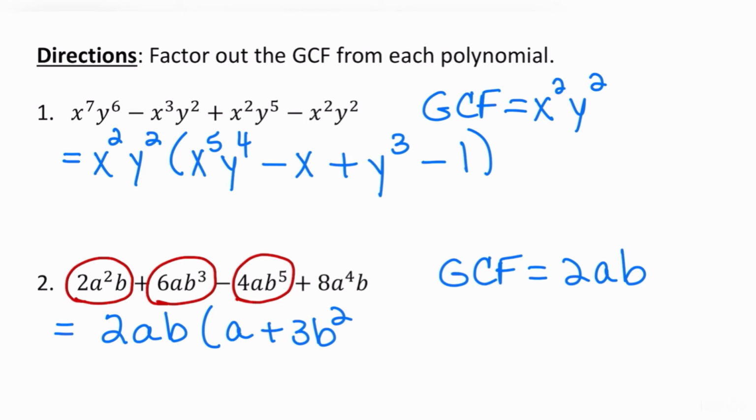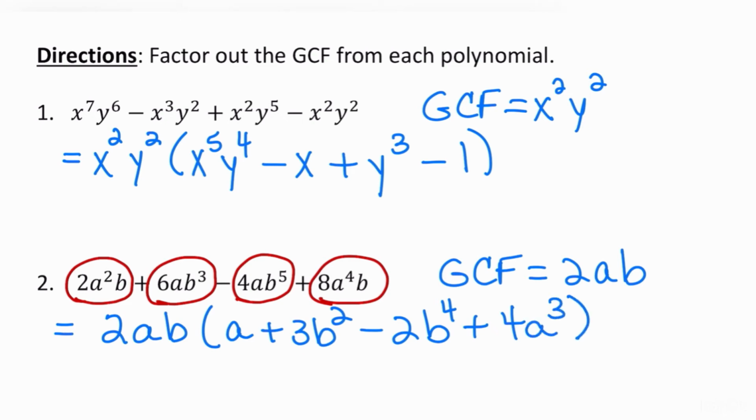Go ahead and bring down the minus. So now 4 divided by 2 is 2. I used to have an a, so that's gone. And then 5 for the b minus 1 that I took out, I'm left with b to the 4th power. 8 divided by 2 is 4. I used to have a to the 4th power, but I took out one a, so I'm left with a to the 3rd. And then the b's will just cancel, so here is my final answer.